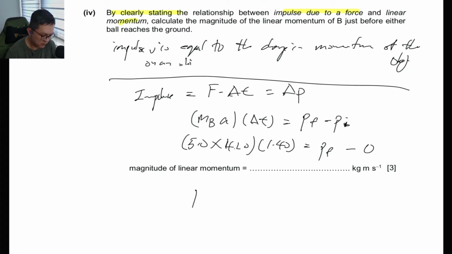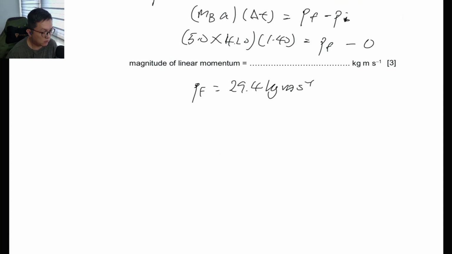Let me just double check my calculation. 5 times 4.2 times 1.4. So I get 29.4 kg meters per second. Whether you get 29.4 or 29.0 depends on the substitution you use. Remember, this was about 1.339 or so. So it affects the final answer, but it should be within this range of 29 to 29.4. So that's all for question 6. And I'm done. So thank you.